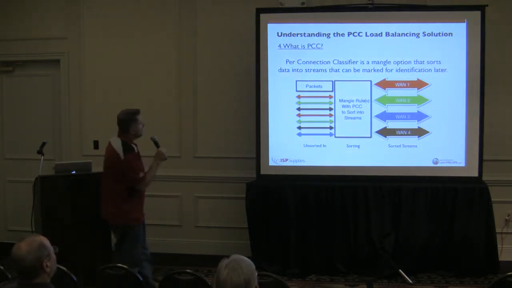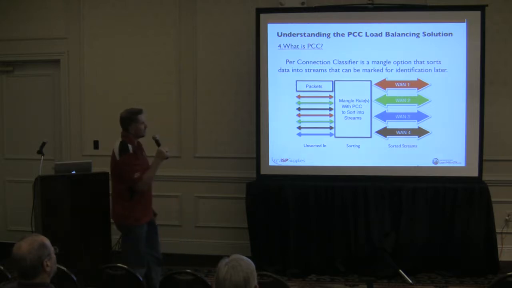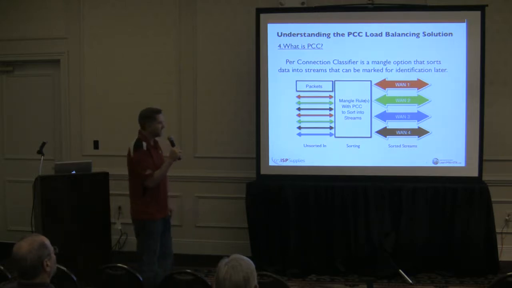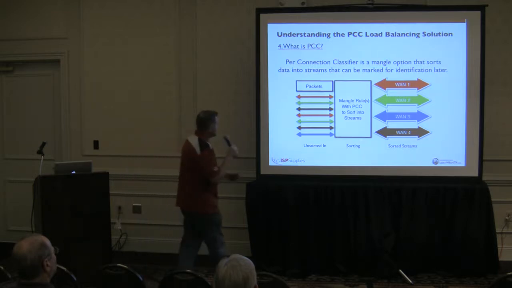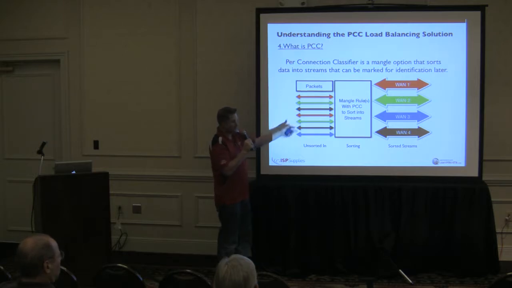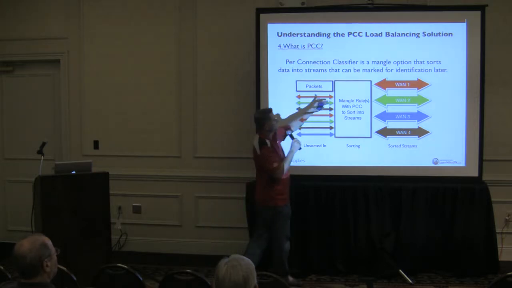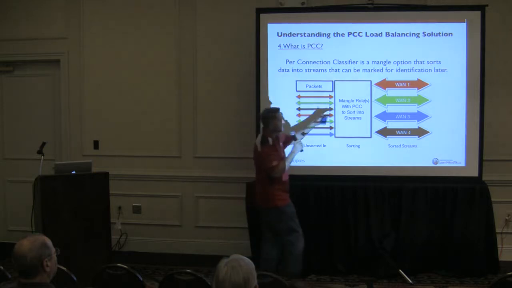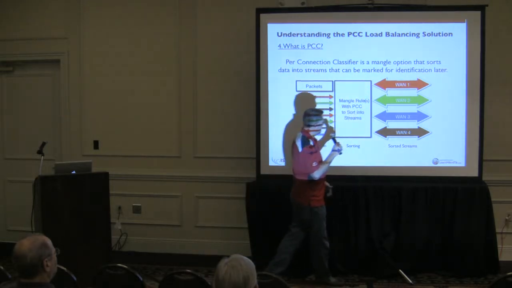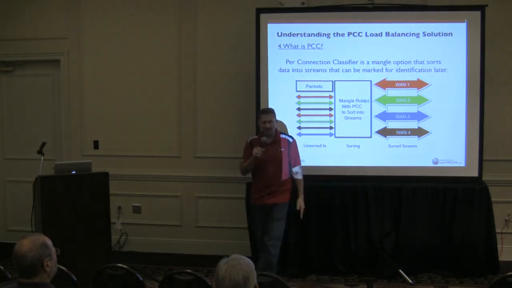Number 4, PCC. What is it? Per connection classifier is a Mangle option that sorts data into multiple streams so it can be marked and identified later. So the analogy that I use here is a number of packets, red, green, black, blue, whatever. They're in no particular order. The packets flow into our series of Mangle rules with the PCC action, and they are then sorted into streams. So chaos goes in, sorted streams with marks come out.